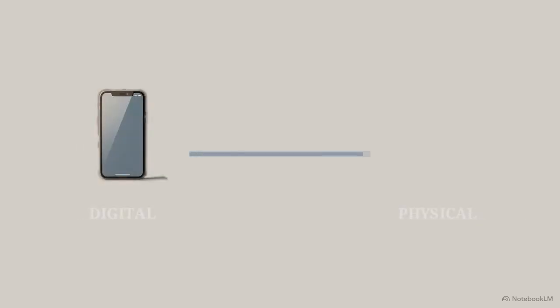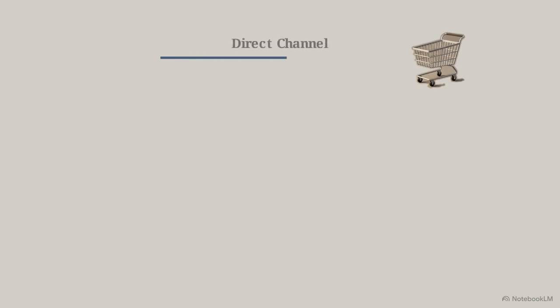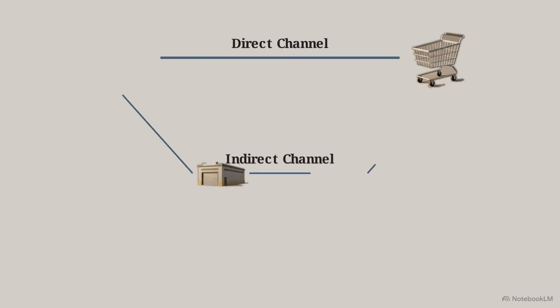That gap between the digital and physical worlds is a breakdown in the marketing channel, the network of people and organizations responsible for moving a product from production to consumption. There are two ways this journey typically happens. On the top path, you have a direct channel, moving straight from the factory to the consumer. Below it is an indirect channel, where the product passes through wholesalers and retailers before it reaches a shelf.